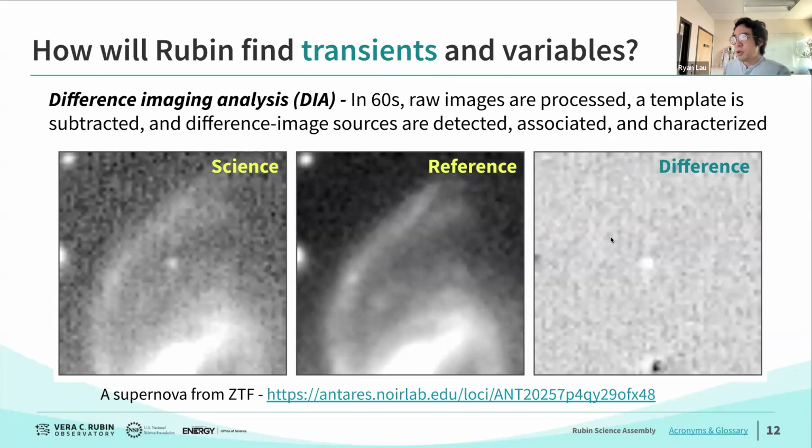So this is an example here. This is using ZTF, the Zwicky Transient Facility, and there's a supernova in this galaxy here. This is pretty recent, actually. I just grabbed this from the ANTARES link here, so you can look at it in detail. You see the host galaxy in the science image. You can see that the reference image is much deeper because it's been co-added with a bunch of other observations. And then in the difference, you see the supernova pop up and everything else disappears, which is what you expect if you have a good subtraction.